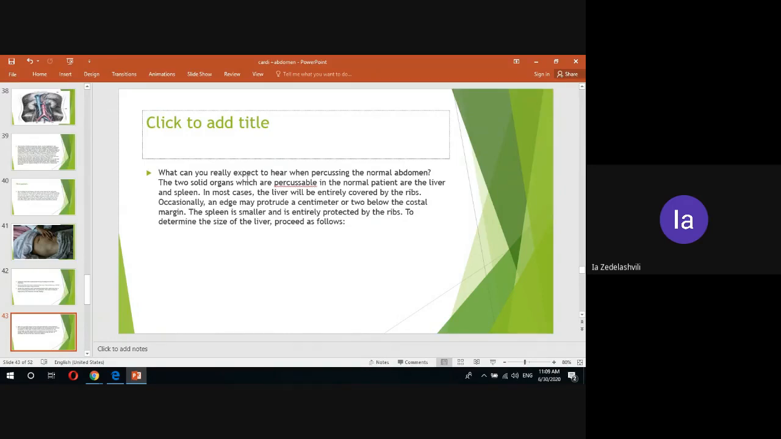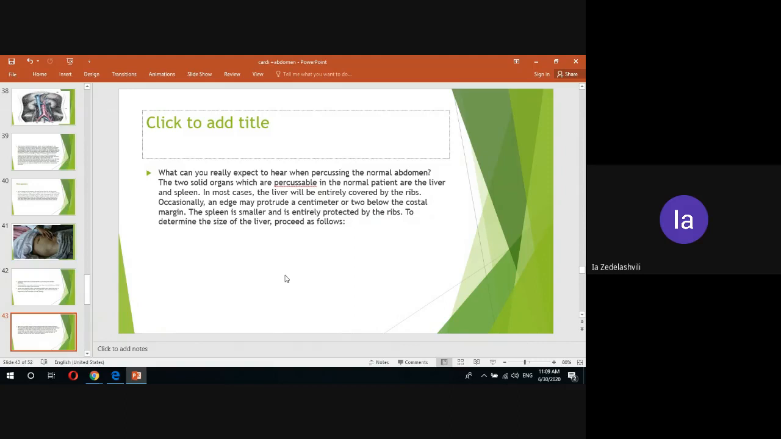What can you really expect to hear when percussing the normal abdomen? The two solid organs which are percussible in the normal patient are the liver and spleen. In most cases, the liver will be entirely covered by the rib. Occasionally, an edge may protrude a centimeter or two below the costal margin. The spleen is smaller and is entirely protected by the rib.